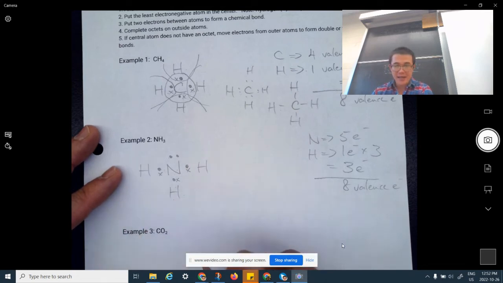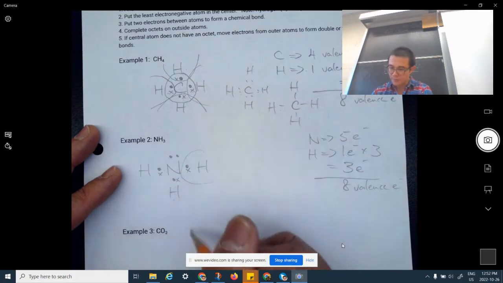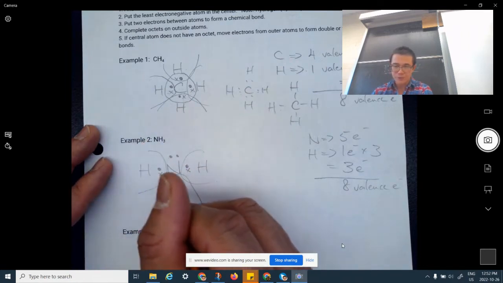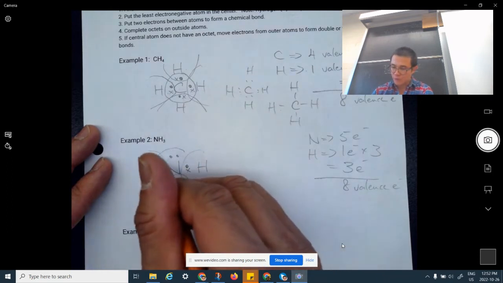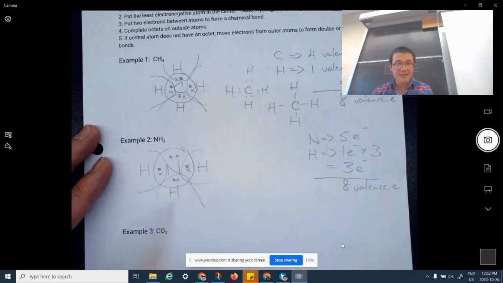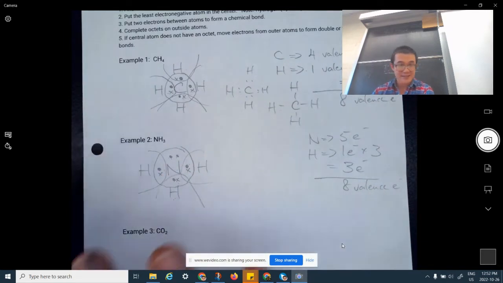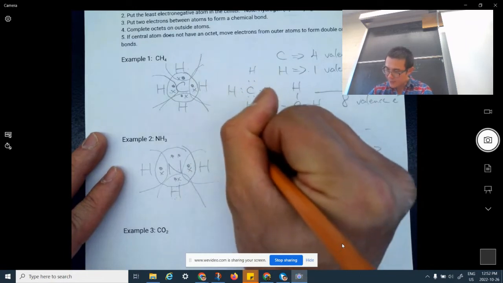Let's check if the hydrogens have a full shell. This hydrogen has 2 electrons, so this one is good. This hydrogen has 2 electrons, so that's good. This one also has 2 electrons, so that's good. Now this is my central atom, nitrogen. It has 1, 2, 3, 4, 5, 6, 7, 8, 8 electrons. So nitrogen is also happy, has a full octet. To write this more neatly, nitrogen would have this.